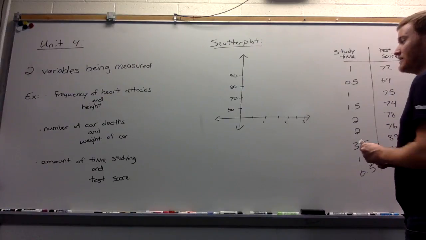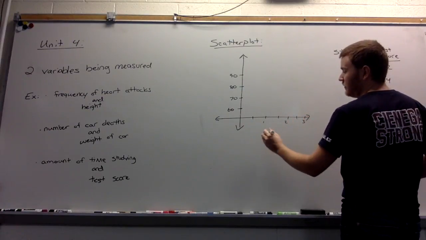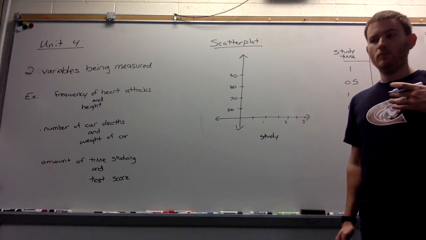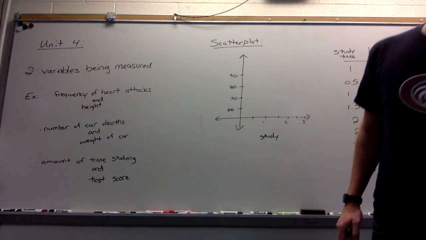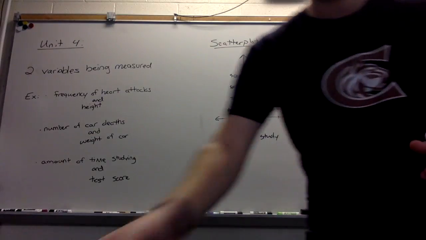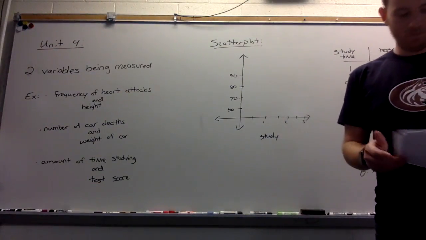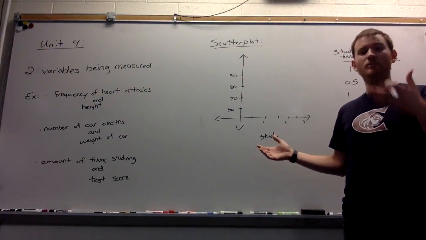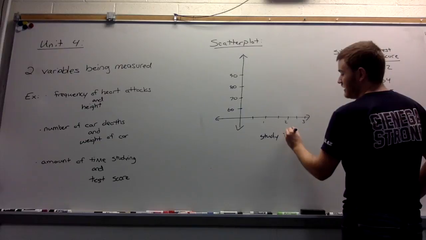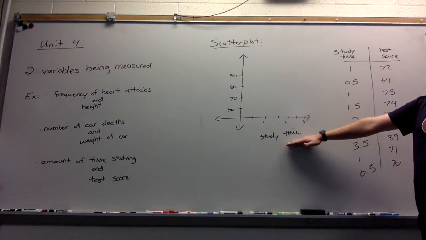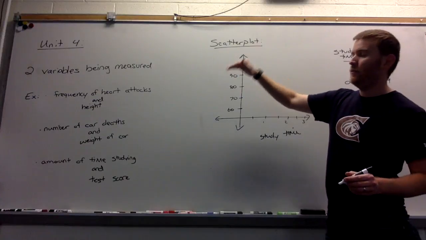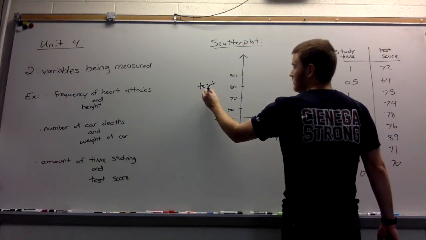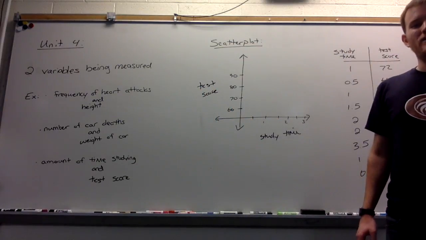When we're making a scatter plot, we're putting one of our variables on the bottom. This is normally going to be the variable that we think is causing the other. On our notes, that is called the explanatory variable. It's the one that explains the other. For us, this would be study time. We think the study time in hours is going to explain the y value, which is the test score itself, and that would count as our response variable.